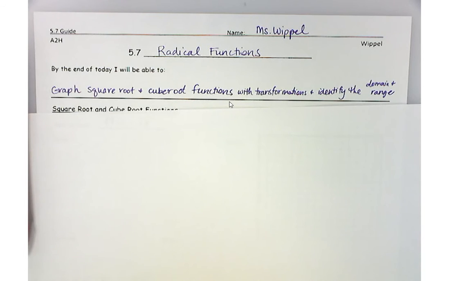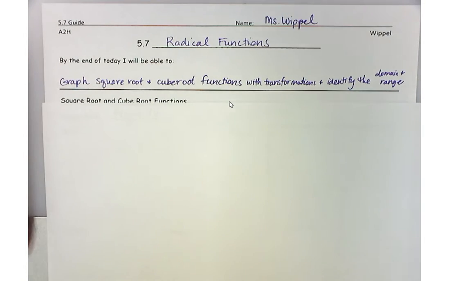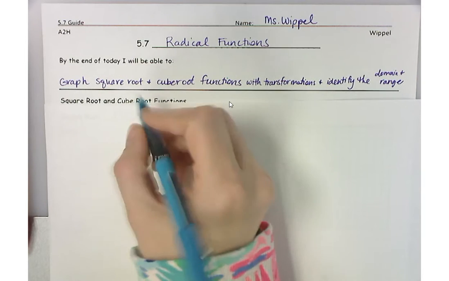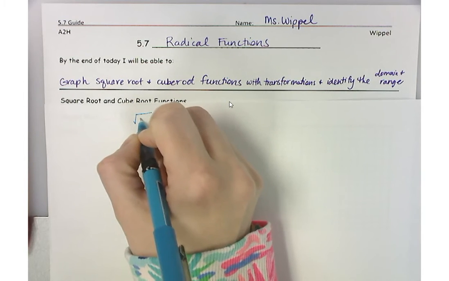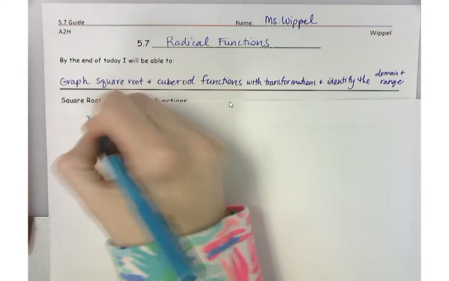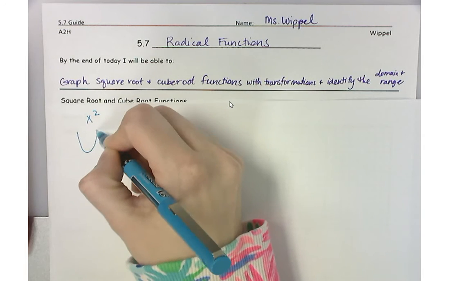So remember we did the square root function. We talked about inverses in an earlier chapter. So what undoes a square root? A square, which would be x squared. Okay, so x squared is a parabola.